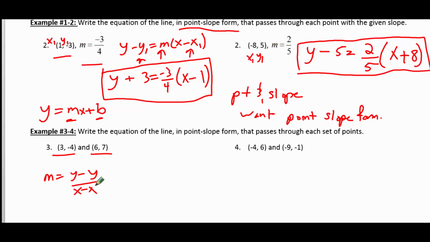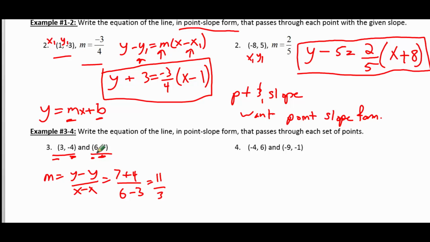And again, there can be 2's and 1's, but it's just as long as you go in the same direction. So 7 minus -4, so right minus left, and then you stay with right minus left, then you're good. So 6 minus 3. So we have 11 over 6 minus 3 is 3. It's not much of a fun slope, but that's just what it is. So now we have a slope and we have 2 points.